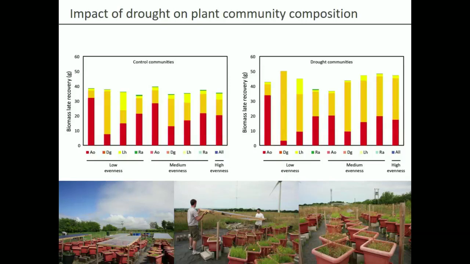So what you can see here in the control treatments is that the pots weren't as dominated by anthoxanthin anymore. So the red has really gone down a bit. And actually dactylus, which is the orange one, has started to dominate. But what you can see in the drought communities is that they are almost all very strongly dominated by dactylus. And also as a result of that dactylus dominance, the biomass in the drought treatment is slightly higher than in the control treatment. So these communities have really shifted strongly in response to drought, with an increase in the fast-growing grass, dactylus.